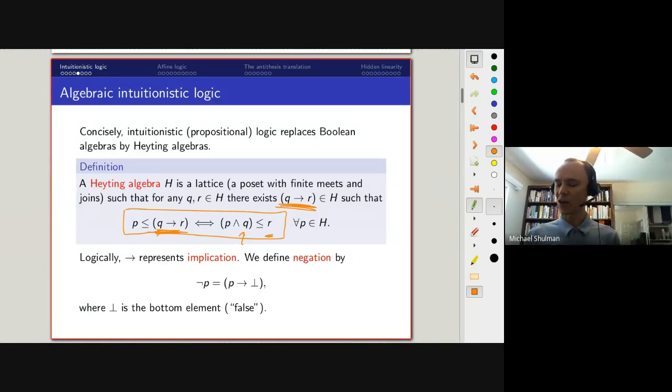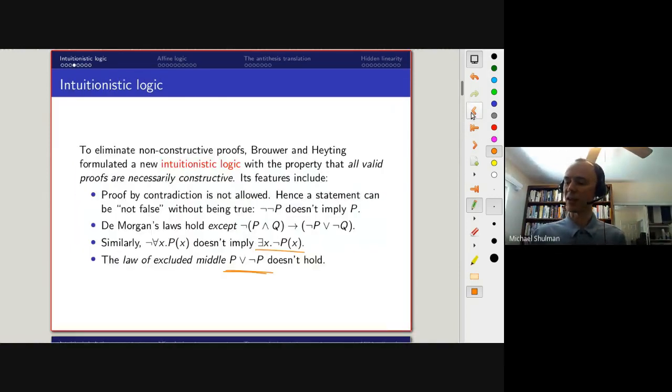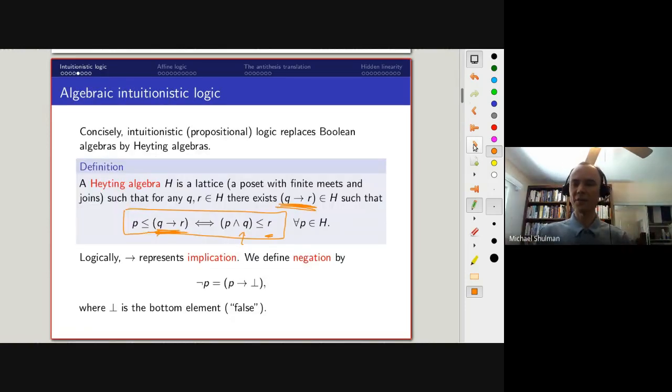And when we have a Heyting algebra like this, then we can define negation in terms of the implication as if P then false. P implies a contradiction, where that false is the bottom element. And this gives us all the characteristic properties of intuitionistic logic, right? So this negation is not involutive; not not P is not the same as P. De Morgan's laws hold except for this one. We don't have excluded middle and so on. You can generalize it to predicate logic in fairly straightforward ways.